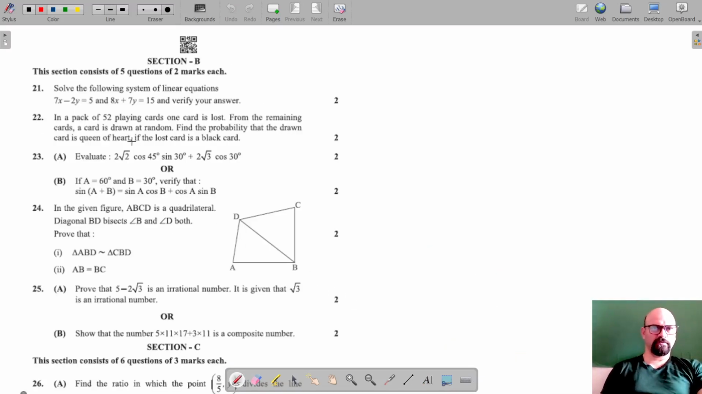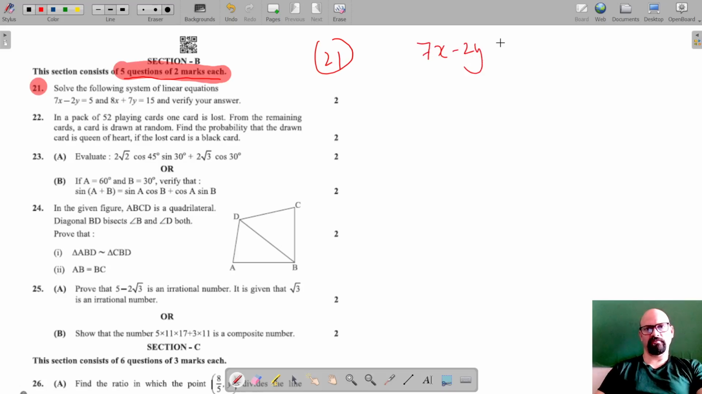Okay, section B consists of 5 questions of 2 marks each, and we have to solve the first one, that is question number 21. We have to solve the following system of linear equations: 7x minus 2y is equal to 5 and 8x plus 7y is equal to 15. We can solve them by either method, that is substitution or elimination. I'm going to use the elimination method.